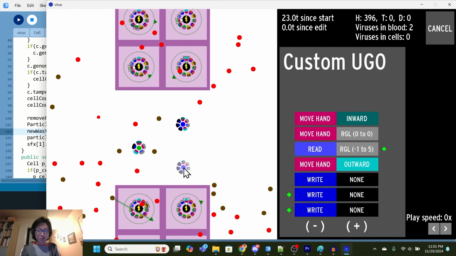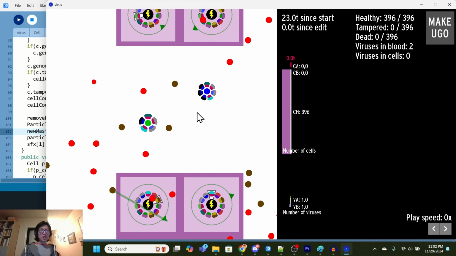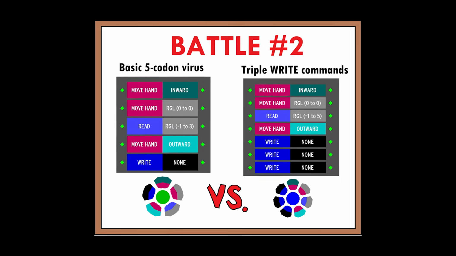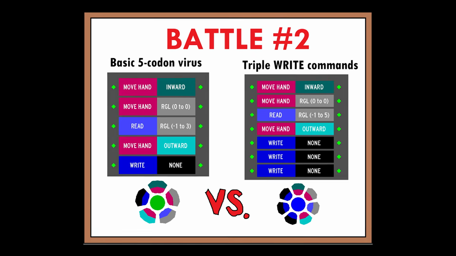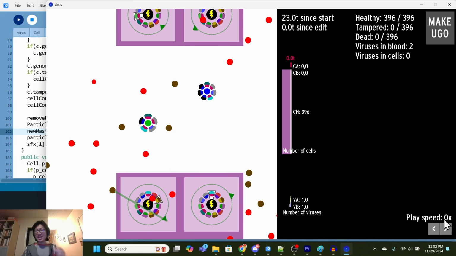If I click and drag and place it all, now you can see 2 sister variants side by side. Make your predictions for which variant you think will kill off more cells, and what percentage of cells they will kill off. Battle number 2. Basic 5-codon virus versus triple write commands. So I'll click play in 3, 2, 1, go.